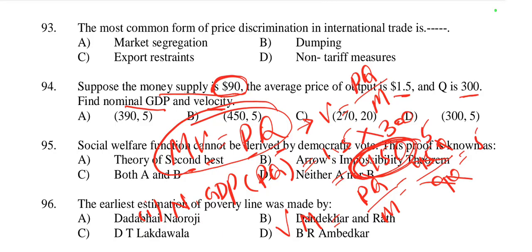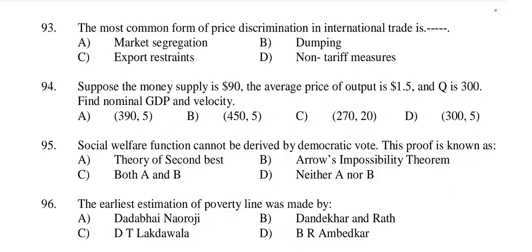So the first part, nominal GDP, is 450, and the second part, velocity of money, is 5. So your right option is 450 and 5, which is given in option B. So B is the right option here.